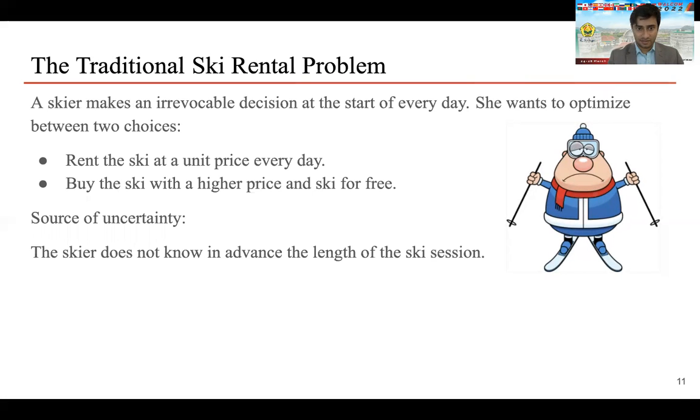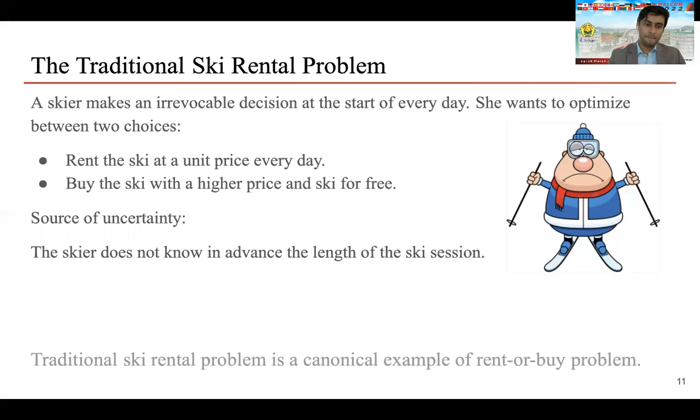Although there is a source of uncertainty. The skier does not know in advance the length of the ski session. That means until it does not snow anymore, the skier has no way of knowing that it is not going to snow anymore. This traditional ski rental problem is a canonical example of rent or buy type problems.